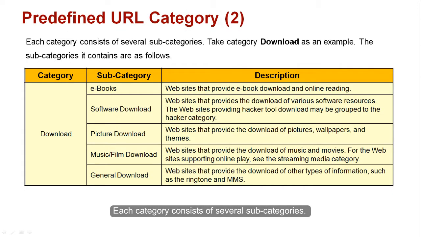Each category consists of several subcategories. Take category download as an example. Let's see the subcategories it contains. Category download consists of subcategories ebooks, software download, picture download, music film download, and general download.